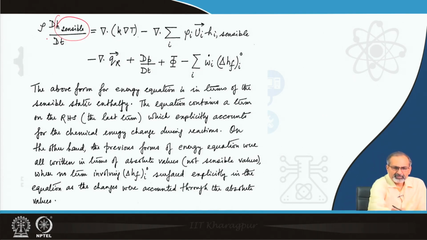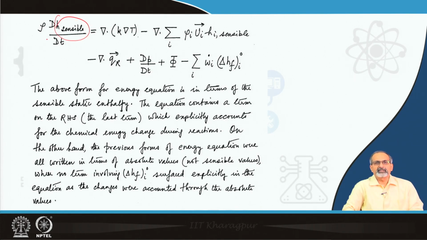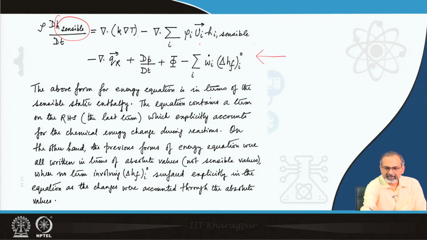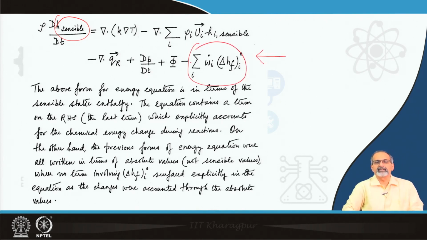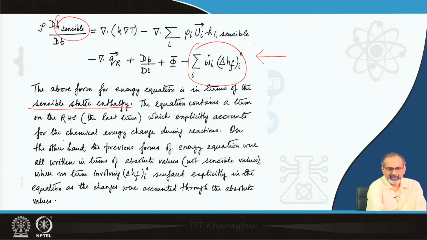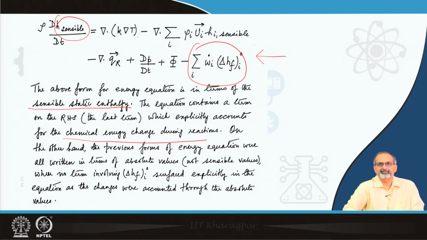If we were to derive an expression for the substantial derivative of sensible enthalpy, then it will turn out to be in this form. And you find that in that the 0 point energy gets segregated out. In none of the expressions before did we see this happening. So, the above form for energy equation is in terms of the sensible static enthalpy. The equation contains a term on the right hand side which explicitly accounts for the chemical energy change during reactions. That is what we find over here.